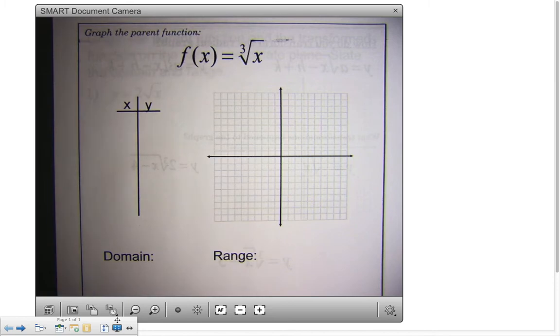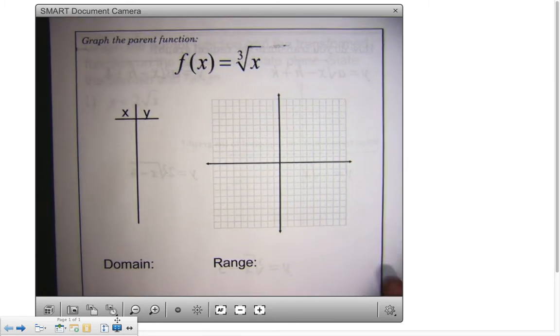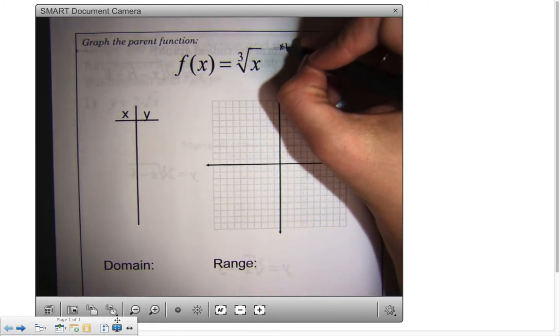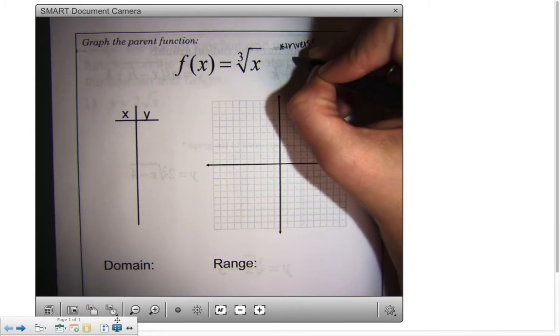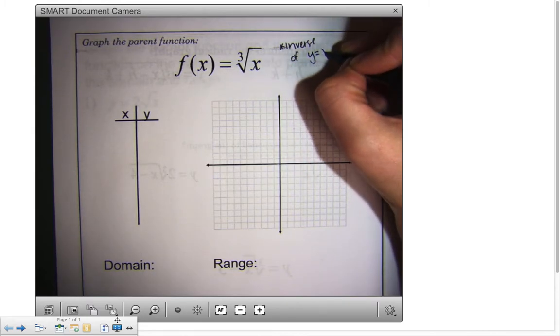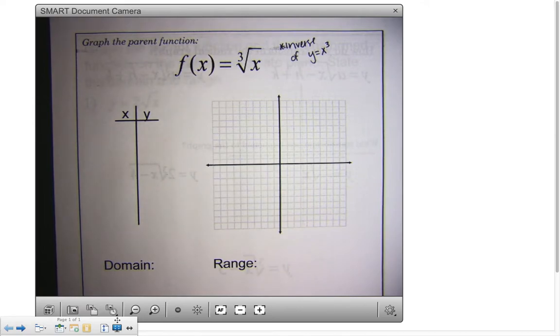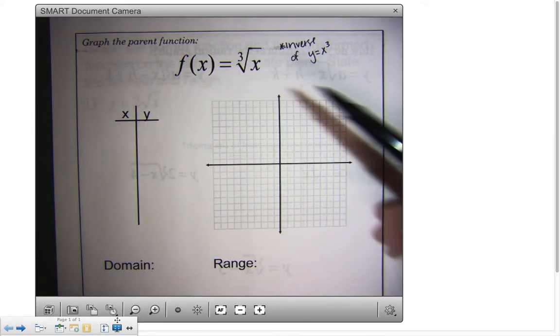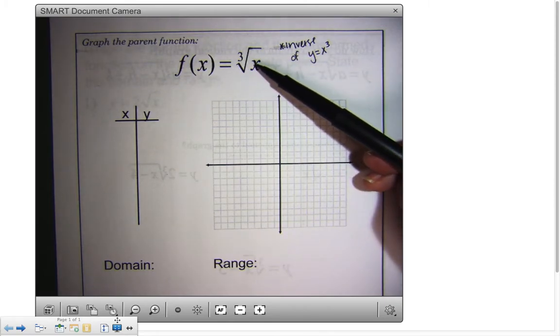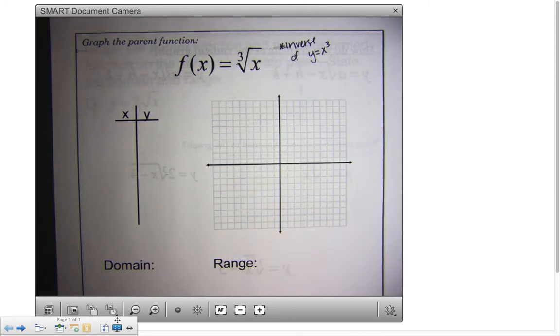We're also going to look at the parent function of the cube root graph. So this would be the inverse of y equals x cubed. Here this is not going to have a restricted domain because I can plug whatever I want into the cube root function. It doesn't matter if it's positive or negative.